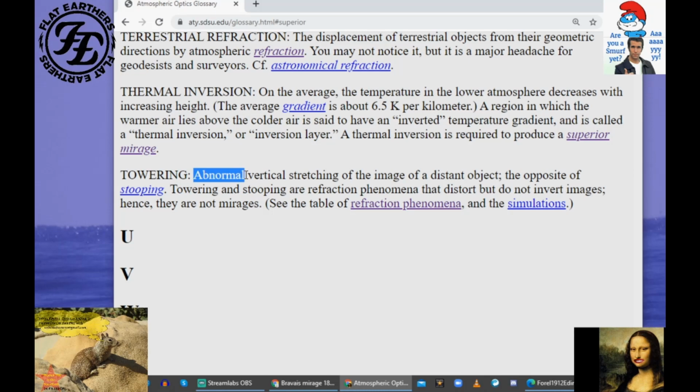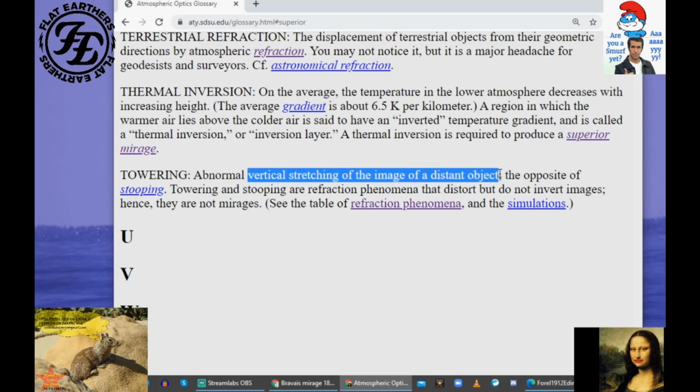This is what happens. It's not abnormal. It's perfectly normal for whatever the hell's happening out there. You don't know. Alright, this is a vertical stretching of the image of a distant object.